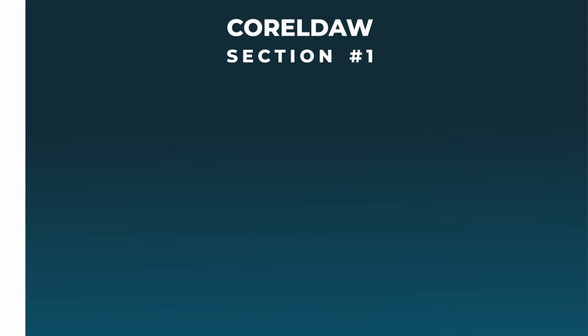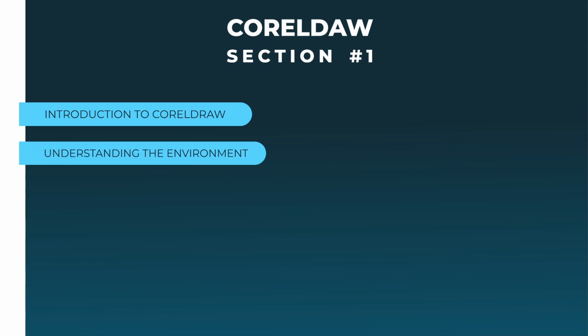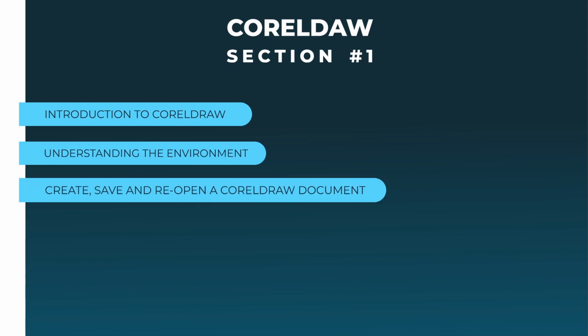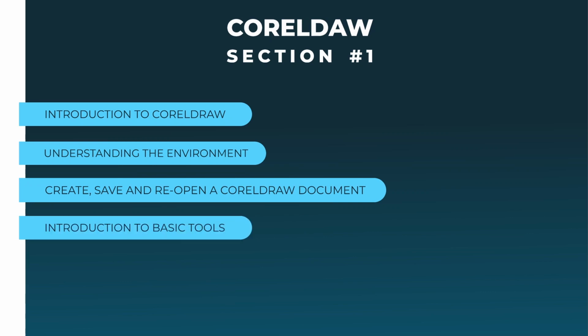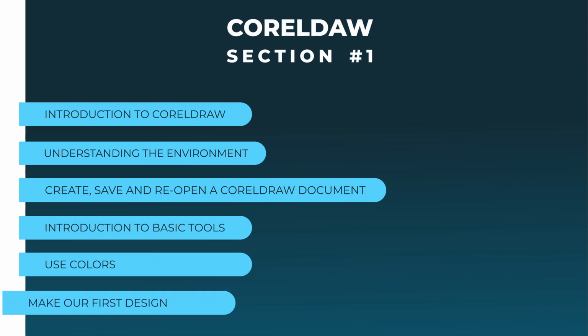Here is an overview of what we've done in this section. First, we've understood what CorelDraw is and what it is capable of. And we've also understood the CorelDraw environment and how we can relate to it. And we've also learned in this section how to create, save and reopen a CorelDraw document, and how to use some basic tools, also how to apply colors to shapes and lines. And we're supposed to make our first design in this section, but because YouTube does not allow us to upload video that exceeds 15 minutes, we've postponed that for next section.